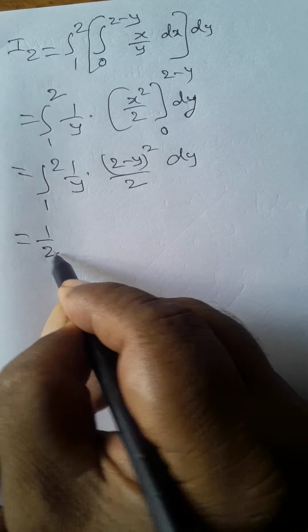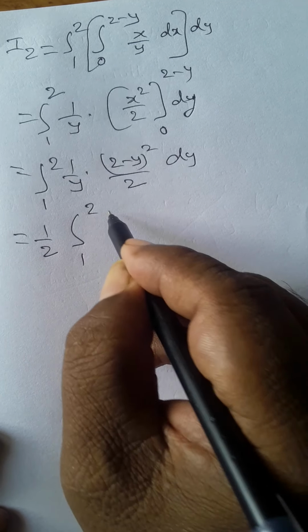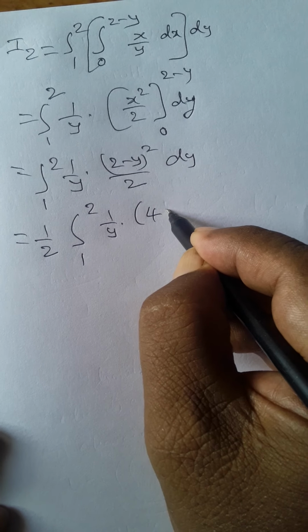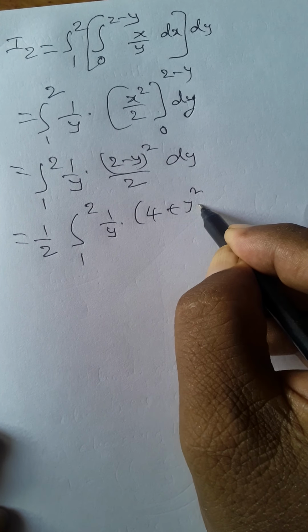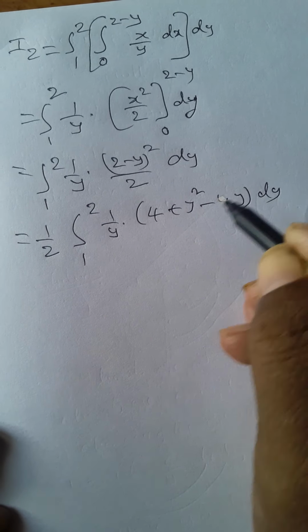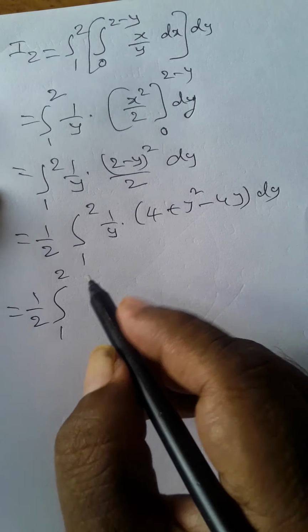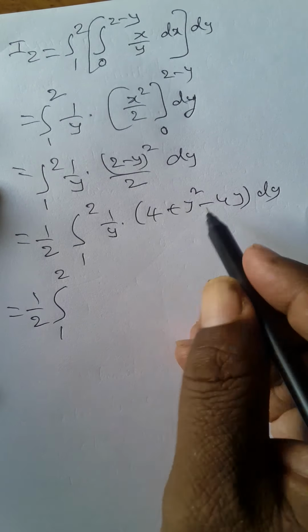1 by 2 common. Integral 1 to 2, 1 by y, (a minus b) whole square: 4 plus y square minus 2ab, 4y dy. Separate it. Integral 1 to 2, dividing by y: 4 by y plus y square by y minus 4y by y, dy.